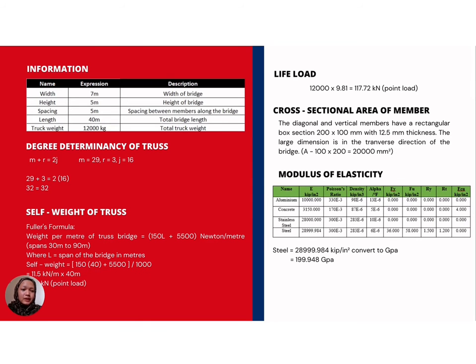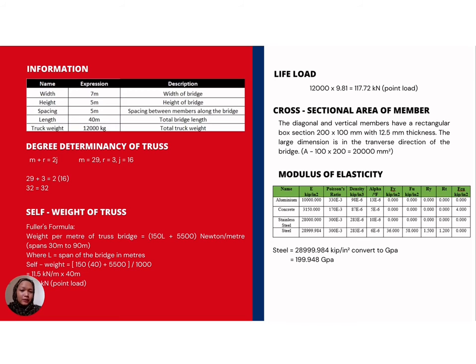I'm going to explain the manual calculation for the Pratt truss bridge. So this is the information given in the journal that we use. For the degree of determinacy, we get 32 equal to 32, which is statically determinate. Then for the self-weight of a truss, we use Fuller's formula, which provides for spans of 30 to 90 meters. For our bridge, we are using 40 meters. Then we get 460 kilonewton for the point load. And for the live load, we change the kilogram into kilonewton. Then we get 117.72 kilonewton.